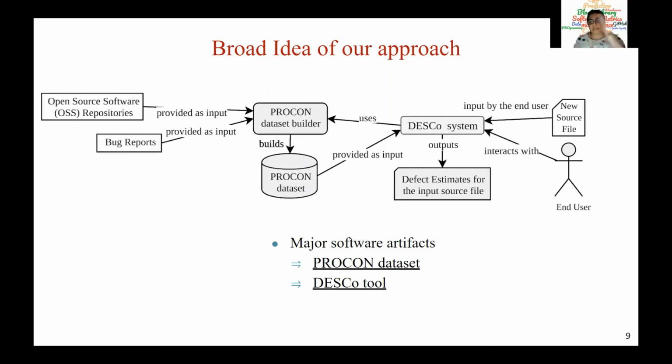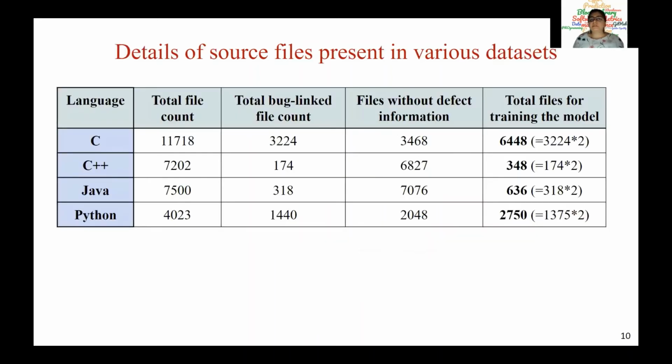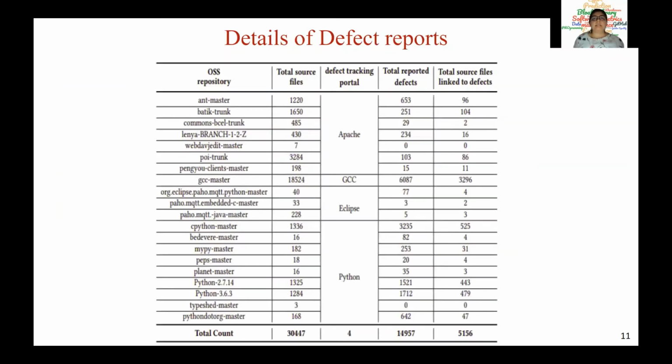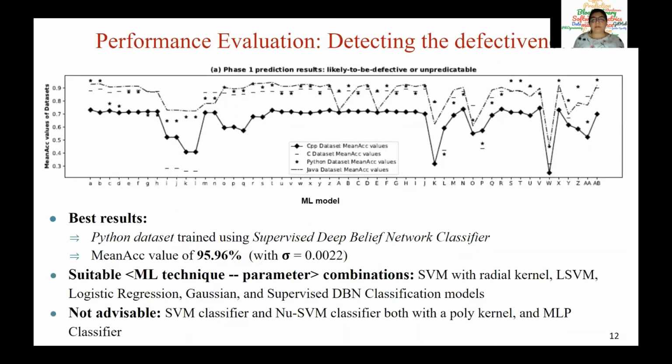And this, when fed to the DESCO system, which trains various machine learning models to perform defect prediction on these language-specific PROCON datasets, provides the different defect estimates for any given input source file by the end user. So the major software artifacts here are the PROCON dataset and the DESCO tool. These are the details of the source files present in various datasets. We have 4 datasets as mentioned before. For example, the C dataset has 6,448 files which were used for training the model. These are the details of the defect reports fetched from different bug tracking engines.